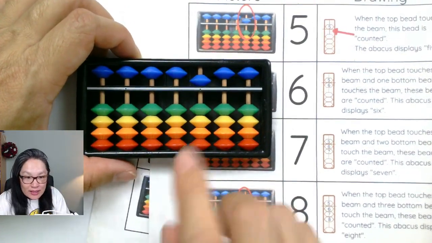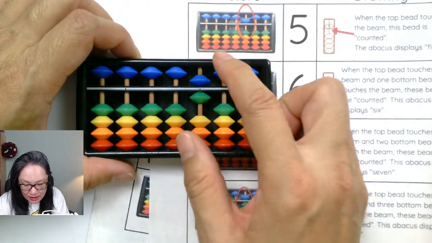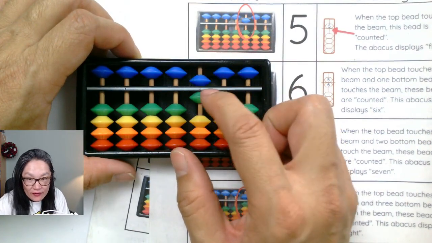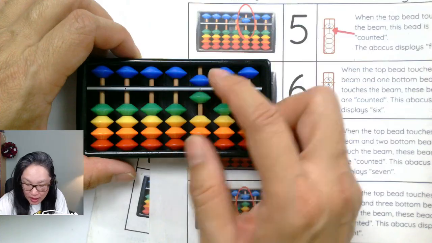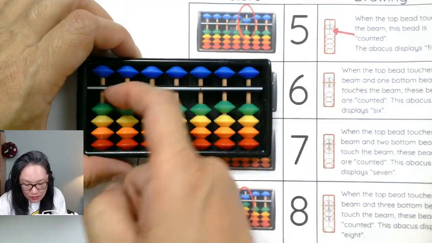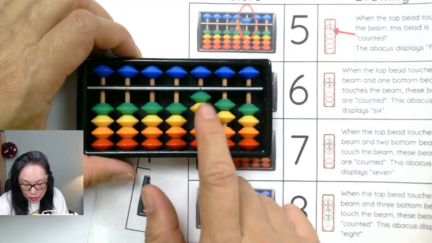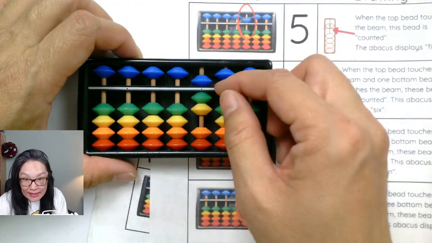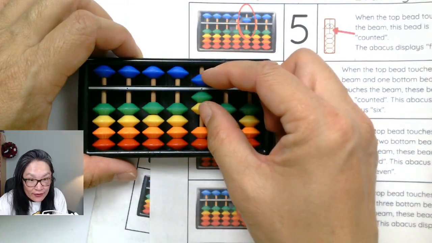So what's this? This is six. How do we get six? Because the top bead is five and the lower bead is a value of one. And together they make six. So this is zero. We're back to zero. And I did two. When I add the five, now I have seven.